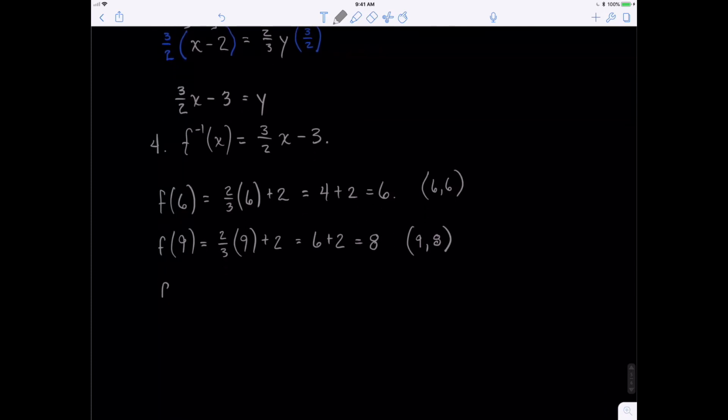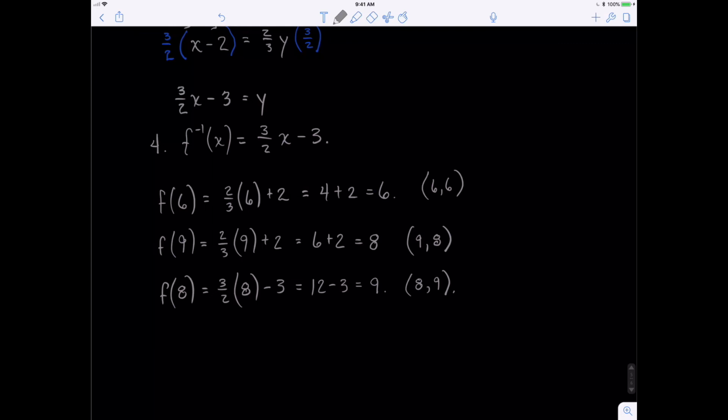So if I take f inverse of 8, now I use my inverse function. So I use 3 over 2 times 8 minus 3. Notice that the 2 reduces the 8 to a 4. So 4 times 3, that's 12 minus 3, and that's 9. Just as we expected. We put in the 8, we got back the 9.